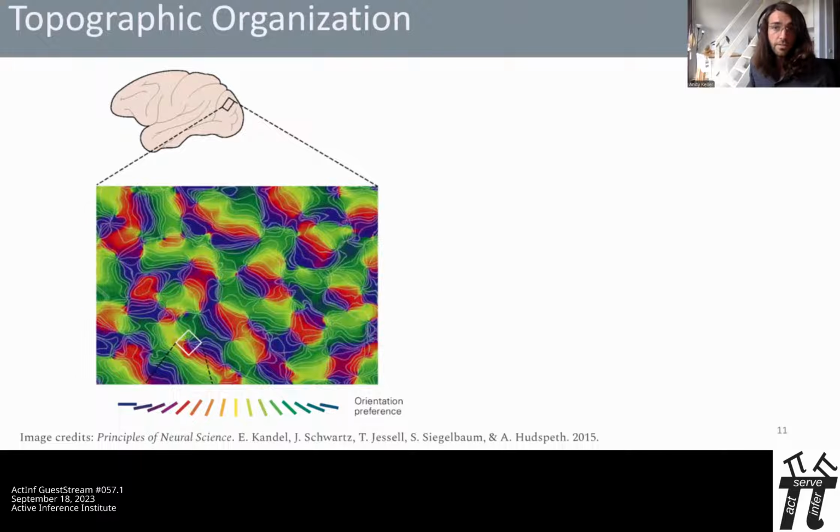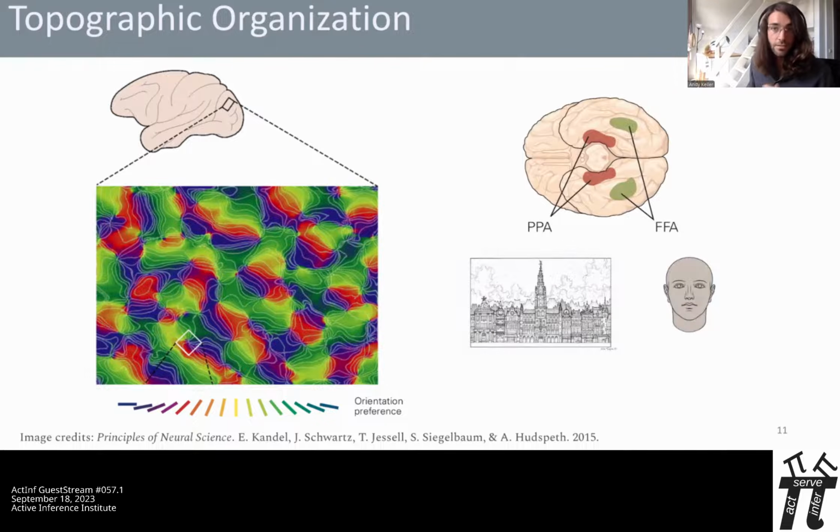Another type of organization is known as retinotopic organization, where nearby neurons in the visual cortex tend to respond to nearby receptive fields. However, this organization isn't limited to these low-level features. It extends to more complex features, such as those present in faces or objects or places. And this relates to the so-called functionally specific areas of the brain, such as the fusiform face area, FFA, and the parahippocampal place area, PPA.